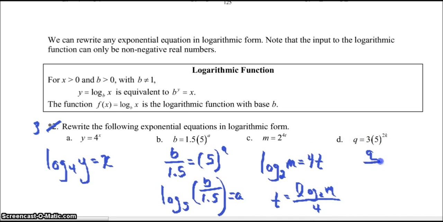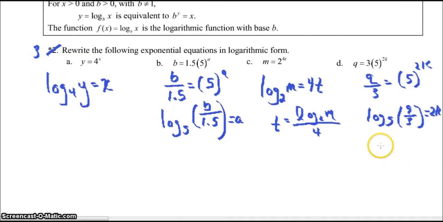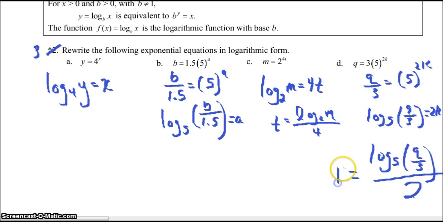Here we sort of need to try the same trick as we did on part B. Let's get it into the correct form. So we have some base, in this case 5, with an exponent equals something else, just like this form here. Base, exponent, something else. Then we can write log base 5 of q over 3 equals 2k. And if we needed, say, k in terms of q, we'll just divide both sides by 2, and that's equal to k.